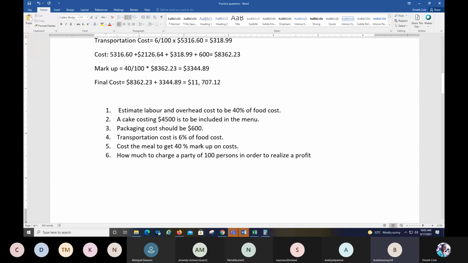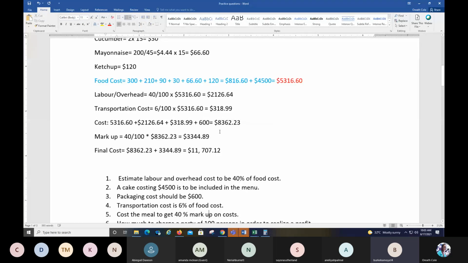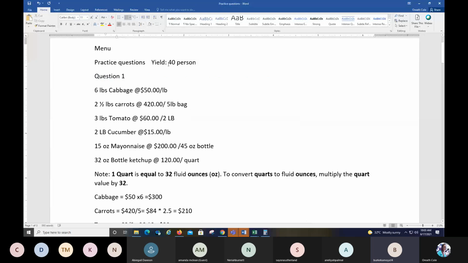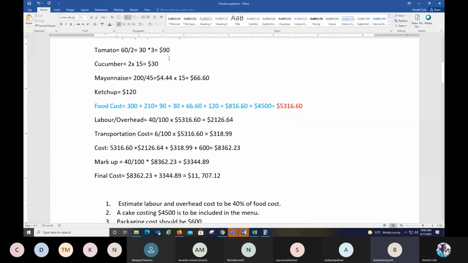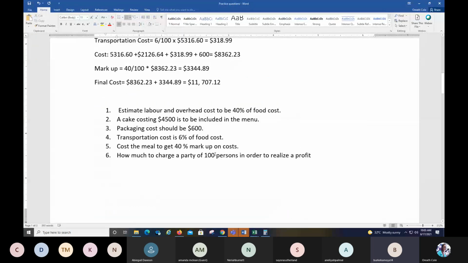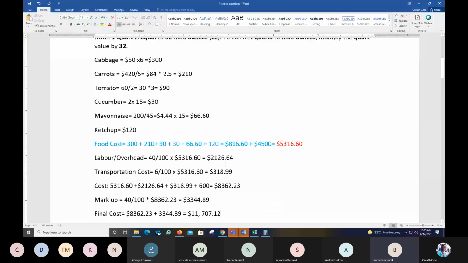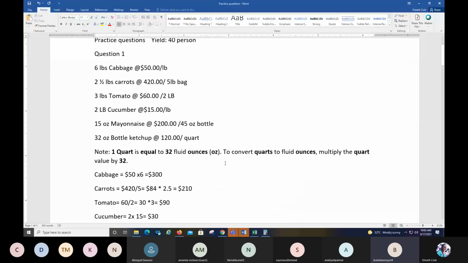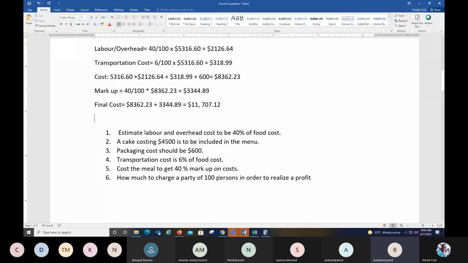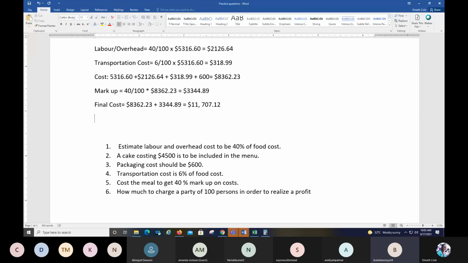The recipe is for 40, but we are catering for 100. We know the cost for the 40 persons, which is 11,000 something. But in order for us to know how much to charge, we must next find out how much the cost is for one person. So we'll have to find out first how much was the cost for one person first. Then we can find out the cost for 100 persons.